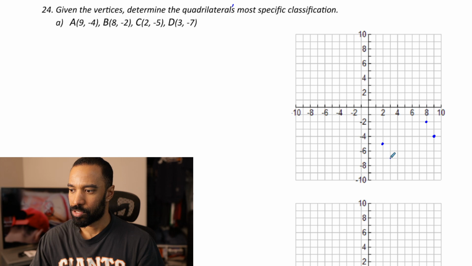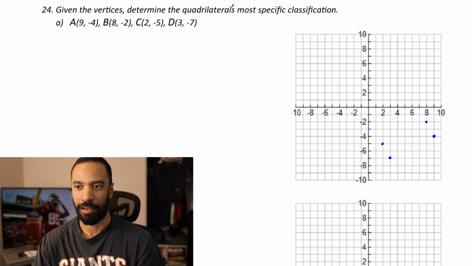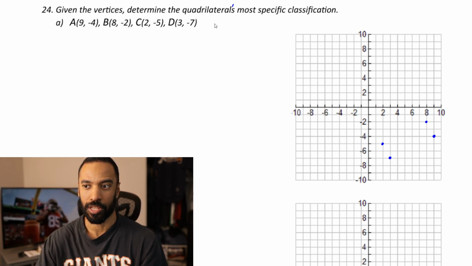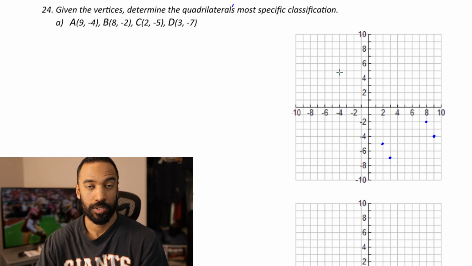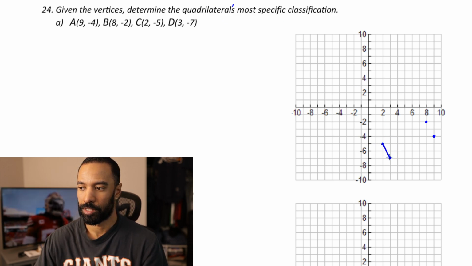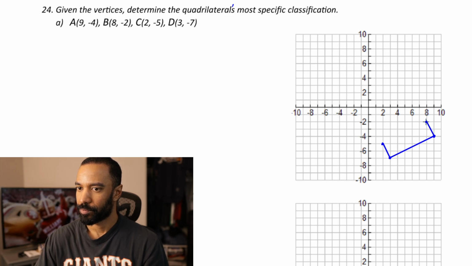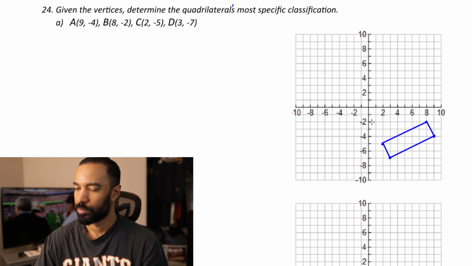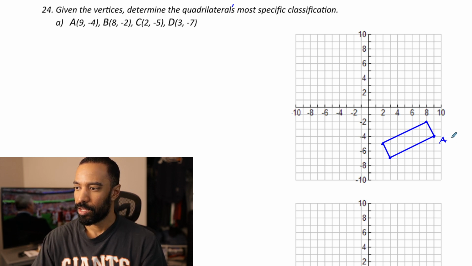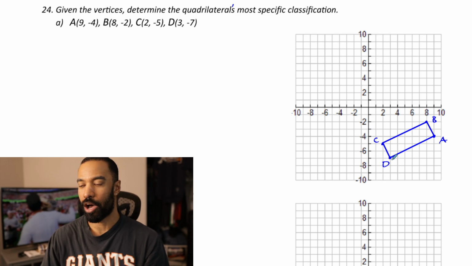3, -7. I'm assuming we're at least going to have parallelogram in a way, because otherwise we just got to call it quadrilateral, which isn't wrong if we do, but yeah. All right, so here's A, B, C, D. Now, if I were a betting man, I'd call this a rectangle.